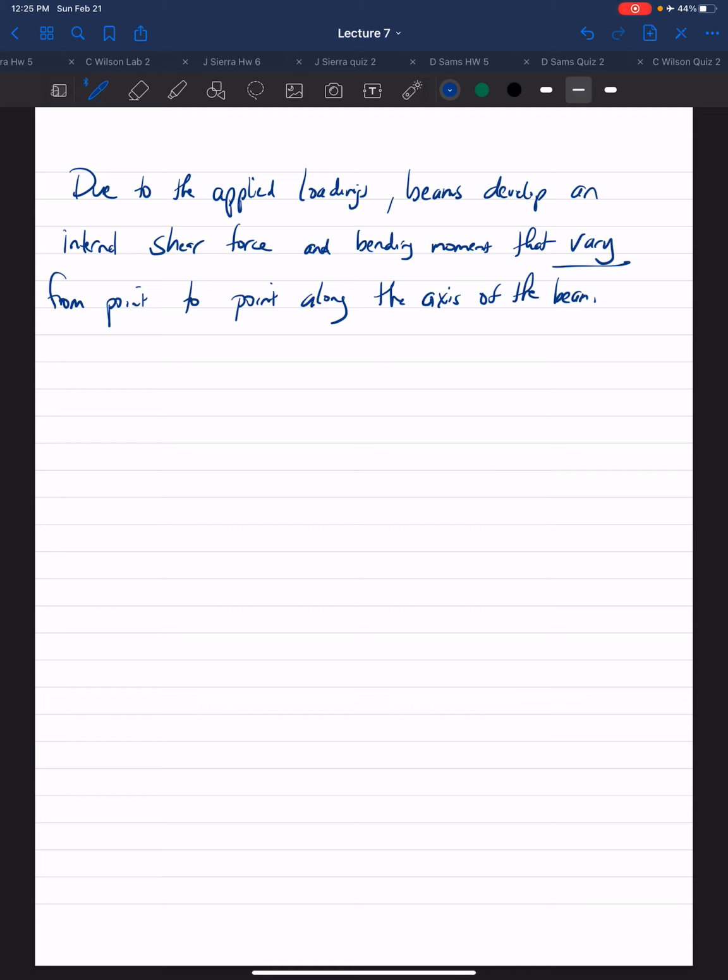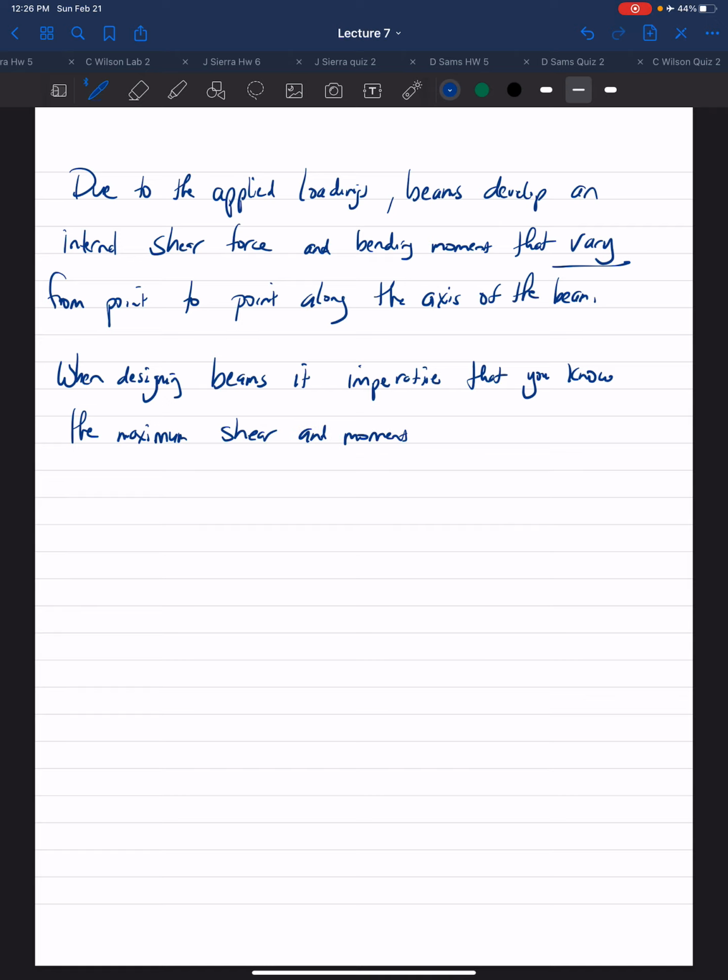So when we're doing our engineering design, since the shear force varies and the bending moment varies, when designing beams it is imperative that you know the maximum shear and moment that the beam will experience due to its applied loadings.